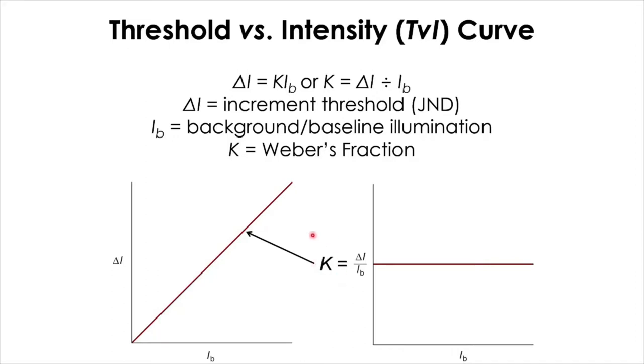And this constant slope can be shown in a different way. When the ratio between the increment threshold and background intensity is plotted against the background intensity, you will see a flat line across all the background intensities. So that ratio is basically the K, Weber's fraction, across the range of background luminance.